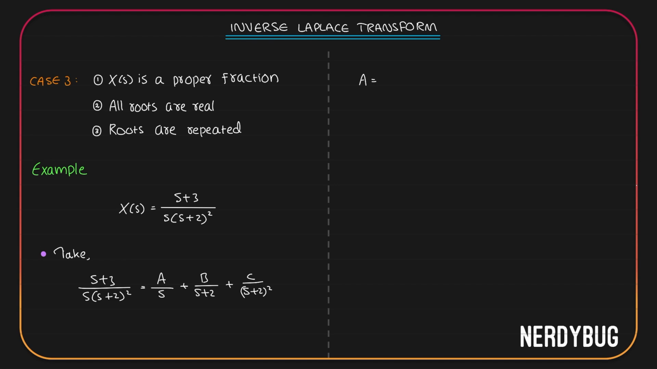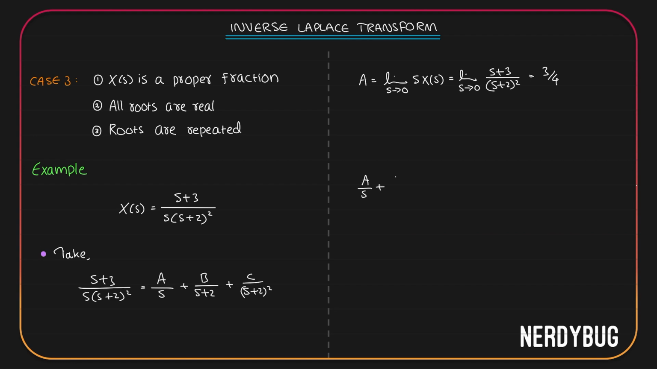Finding A is easy. We can write A is equal to the limit s tends to the pole 0, s multiplied by X of s. That is, limit s tends to 0, s multiplied by X of s will be (s plus 3) divided by (s plus 2) whole square. If you give s equal to 0, you will get 3 divided by 4. In fact, even finding C is easy.